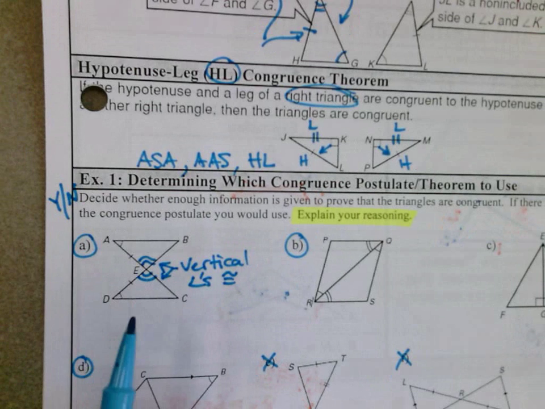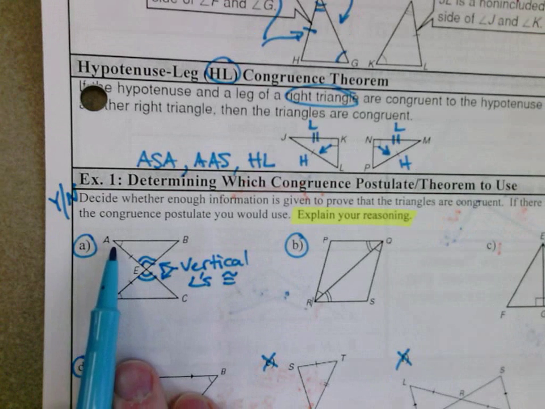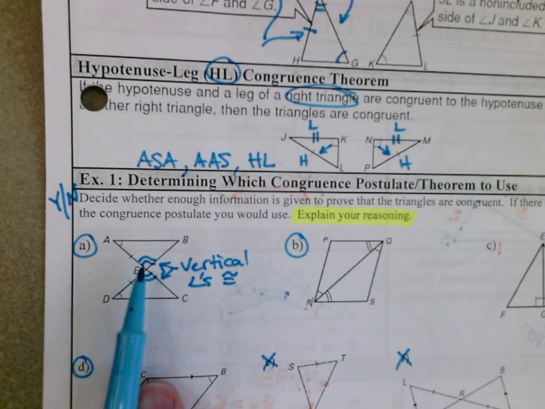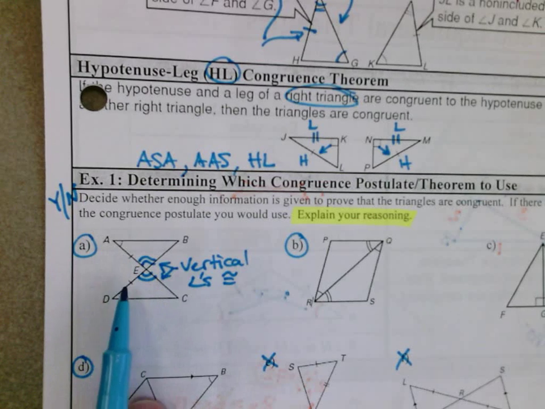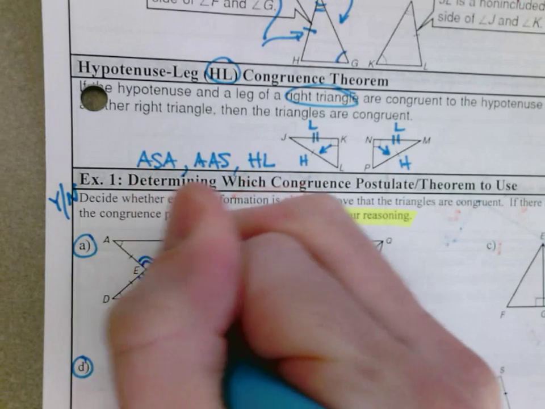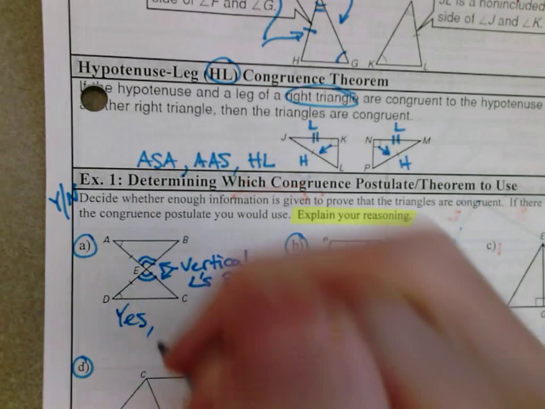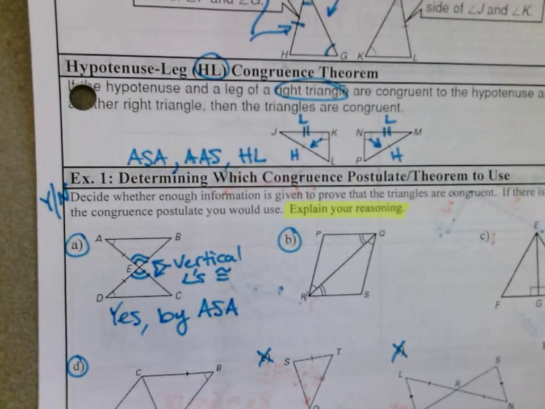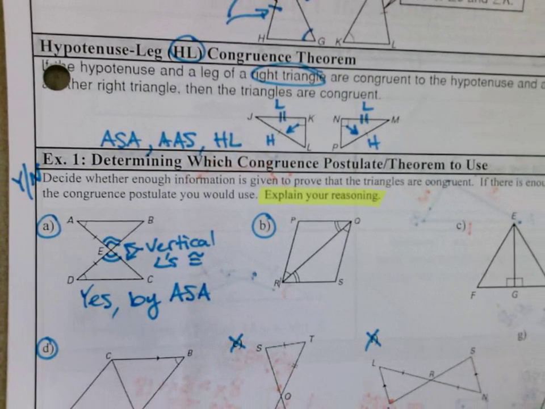Now, that puts us in a situation where we could say we have an angle, a side, and an angle. And that side right there is sandwiched or included between those two angles, as well as the same with this other triangle, angle, side, angle. So we could finally just say yes, those are congruent by ASA. Not too bad. Moving on.